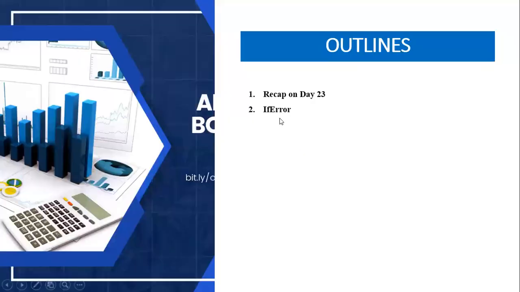So yesterday we talked about the ISBLANK function, and we said the ISBLANK function is used to indicate whether a particular cell is empty or not. As long as there is data inside the cell, it will display false.